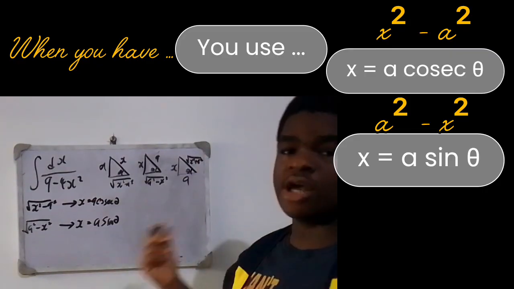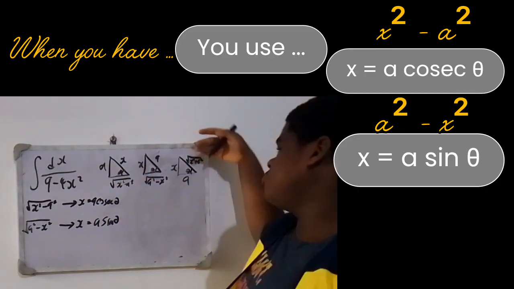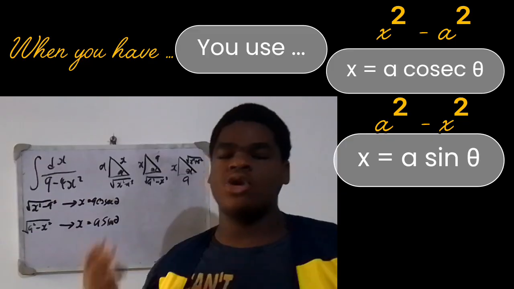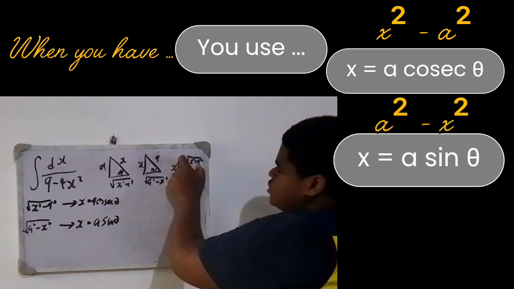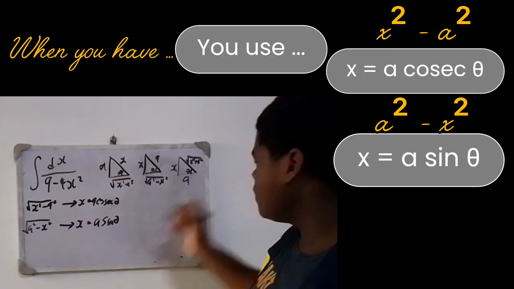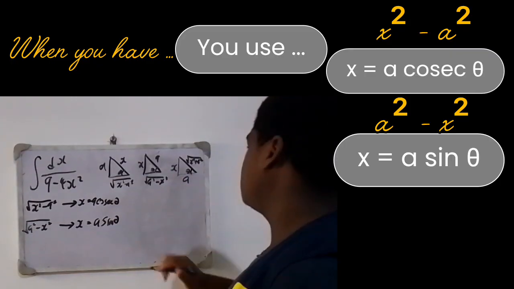You can find this using Pythagoras theorem. x squared plus a squared is going to be the hypotenuse squared. Square root both sides, then you have the hypotenuse equal to the square root of x squared plus a squared. So the hypotenuse is equal to the square root of x squared plus a squared.